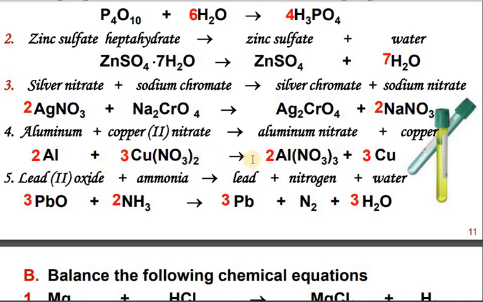3 into 2, 6 would be there. Then here it would be 2 into 3, 6. So there are multiple ways to do the balancing of an equation. Once you do more practice, you will be equipped to handle it.